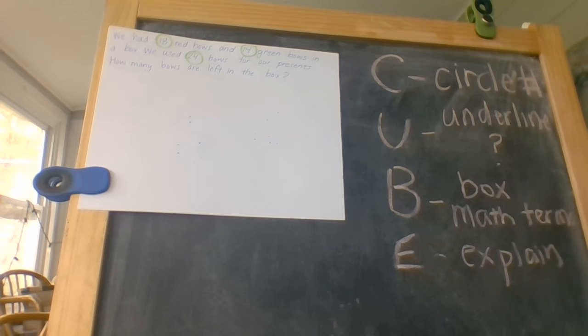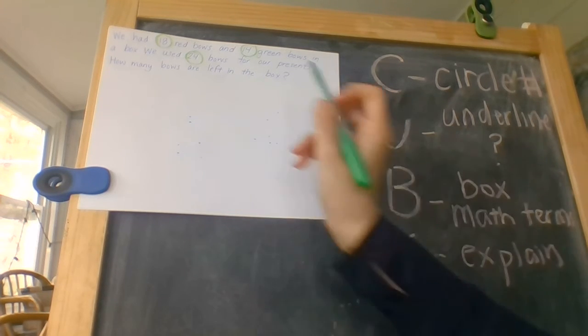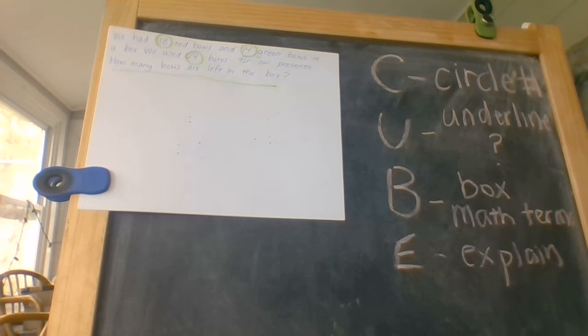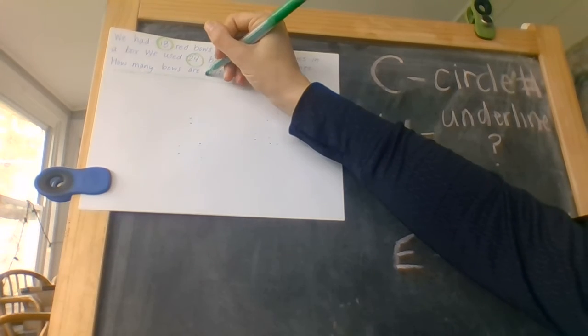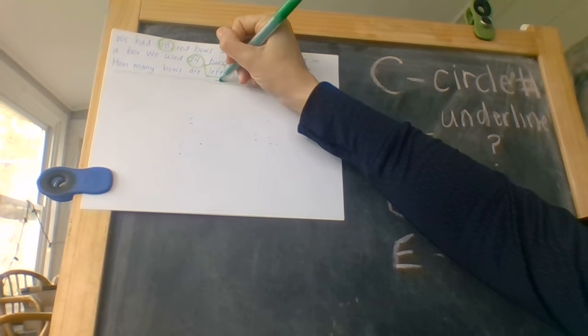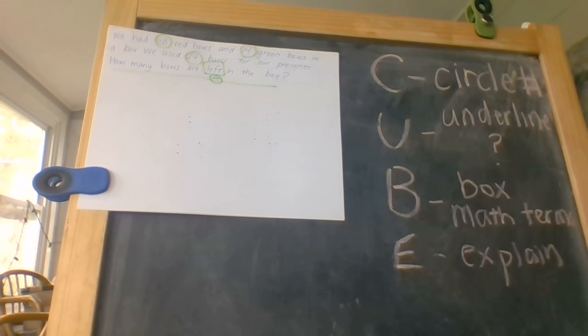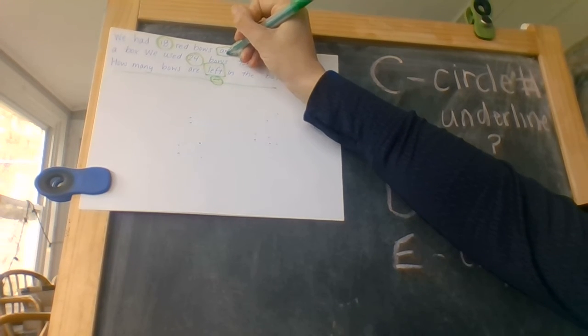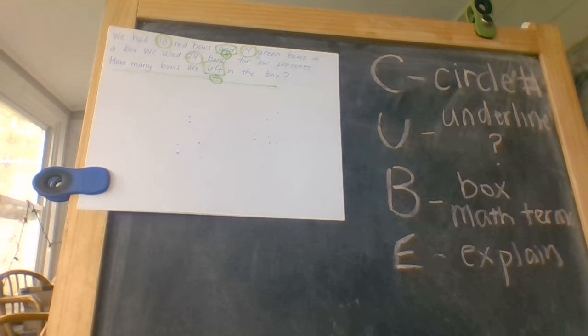You underline the question. This is what I'm answering. How many bows are left in the box? Okay. Let's find some math terms. B, let's box them in, find out what we're solving for. Left is a term that tells me I'm going to use subtraction. And is a term that tells me I need to add. When I see the word and, it's two things I'm putting together. So in this problem to solve it, I'm going to have to use addition and subtraction.